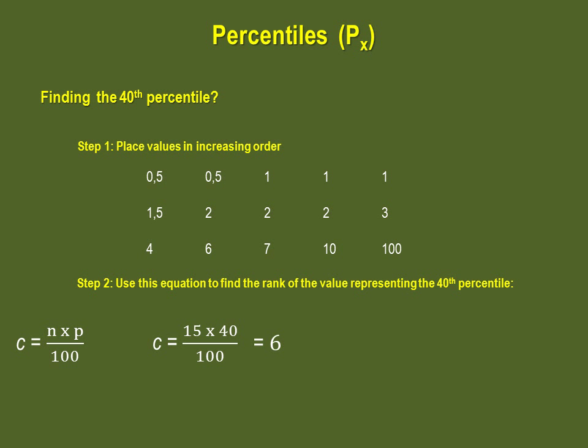When your C is a whole number, you must use the halfway value between C and C plus 1. So in this case, we would use the halfway value between the 6th and the 7th rank, and then divide them by 2. So in this case, 1.75 would have been your 40th percentile.